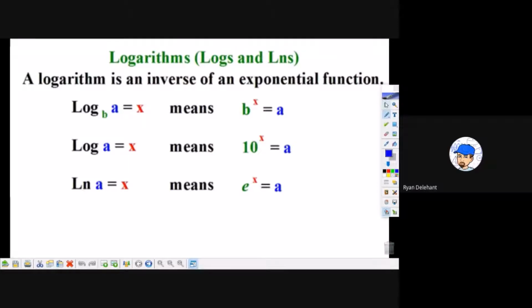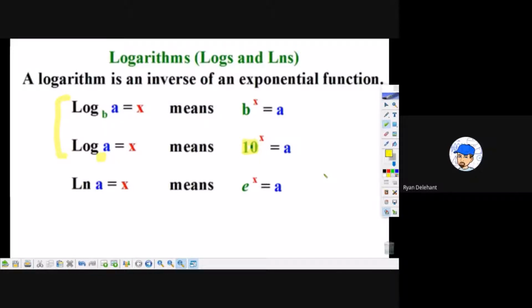Quick review of the rewriting stuff we talked about. So the first two with this log here are essentially the same thing. The only thing you need to remember is when you don't see a little number written down here with log, the base of that log is 10. It's called the common log.